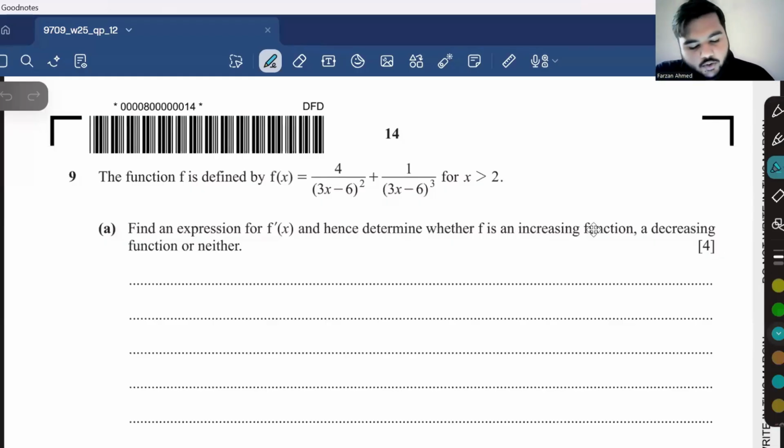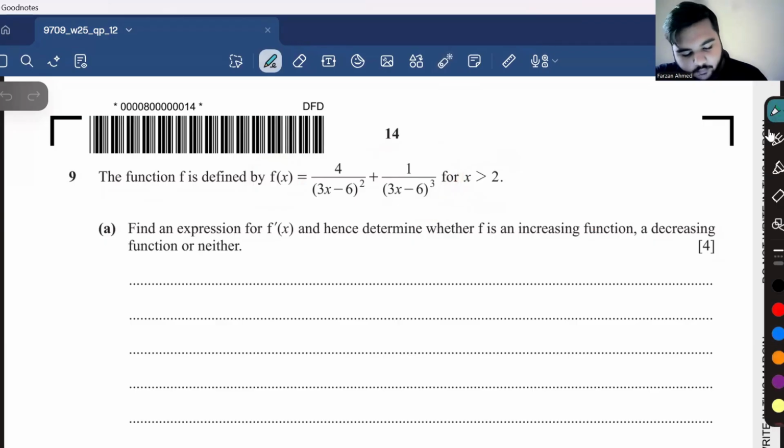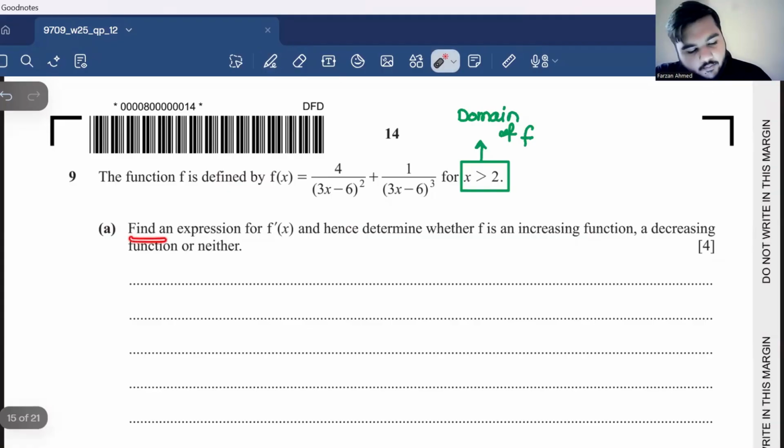Okay, now we are starting with question number 9. In question number 9, they are saying the function f is defined by f of x, for x greater than 2. This is the domain of f.